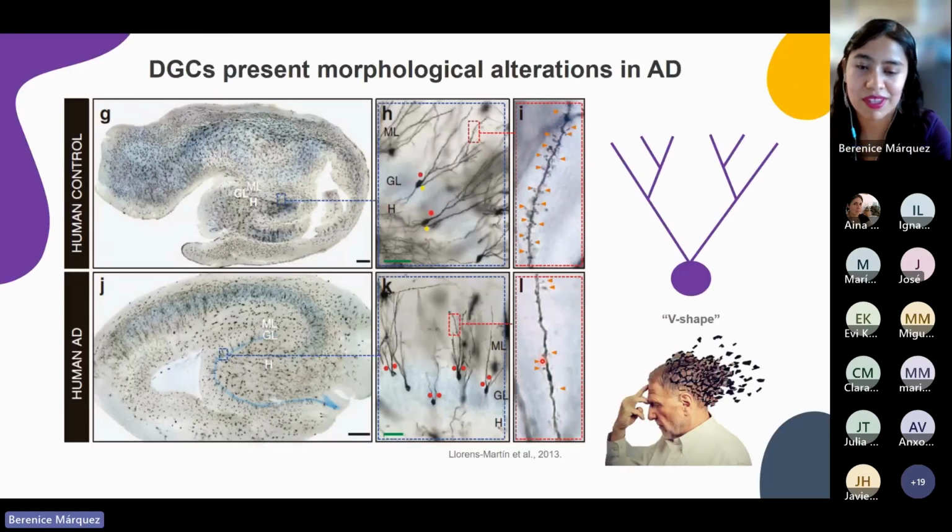This morphology has been named V-shape. However, to date, it was unknown at which stage of the illness the morphology of dentate granule cells is affected, and if there are different vulnerabilities of dentate granule cells according to granule cell layer location.